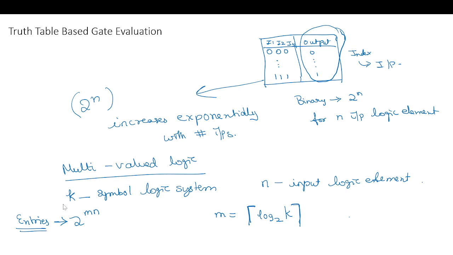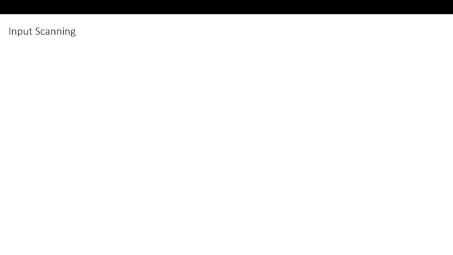So this is the truth table based method and how it is growing exponentially with the n. Also, if we have multi-valued logic, then it is like 2 to the power m into n, where m is the log base 2 of k. So the next evaluation method is the input scanning.